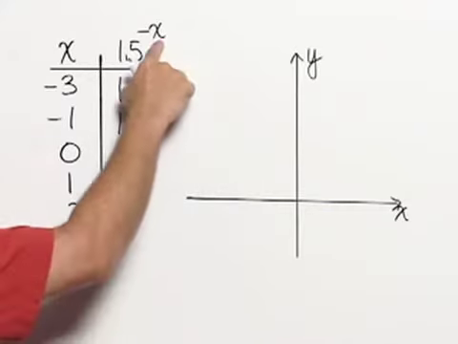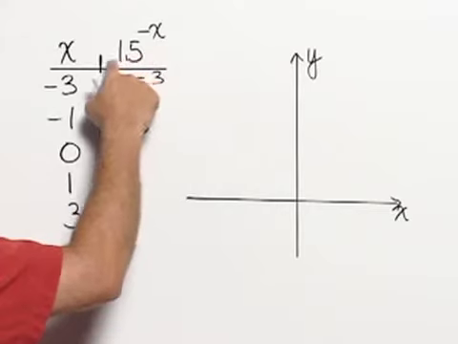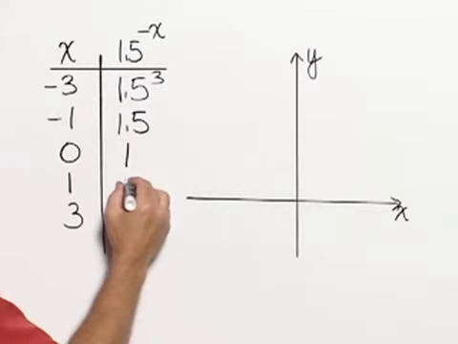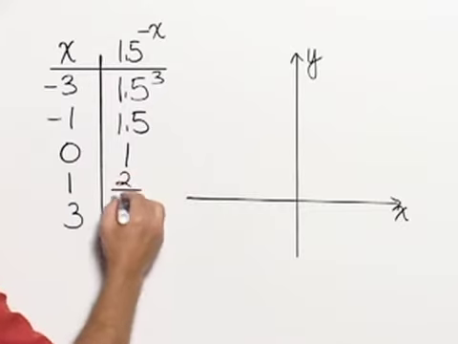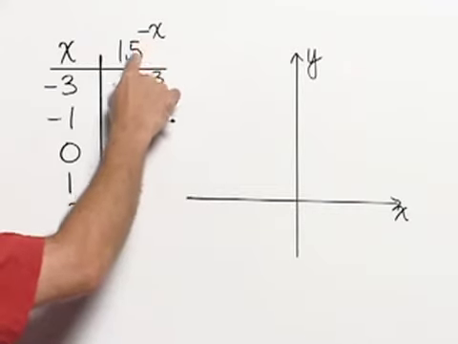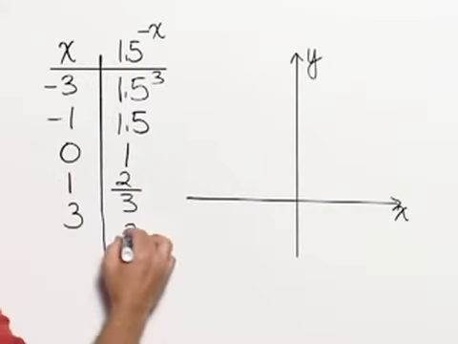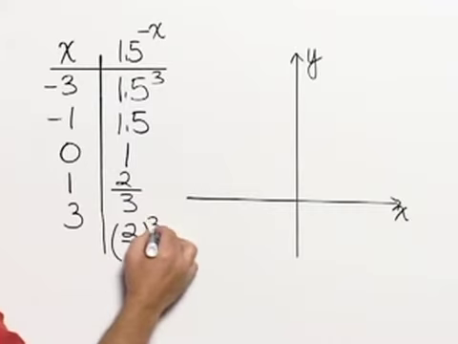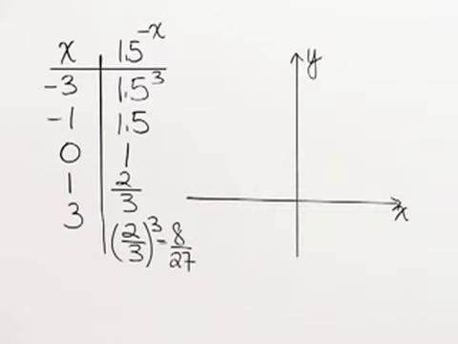When we substitute 0 in for x, we get 1. When we substitute in 1, we get 1.5 raised to the negative 1, which means if I think of 1.5, that's really 3/2, 1 1/2, but then I want the reciprocal of it. In other words, 2/3. And for 3, we would have 1.5 raised to the negative 3. But again, if we think of 1.5 as 3/2 raised to the negative 3, that would really be 2/3 raised to the power of 3. And of course, this would be 8 over 27.